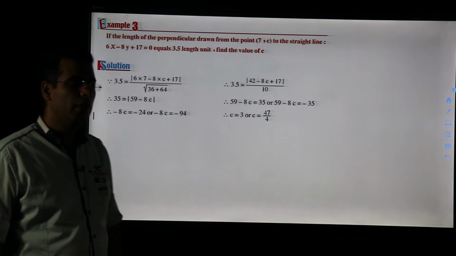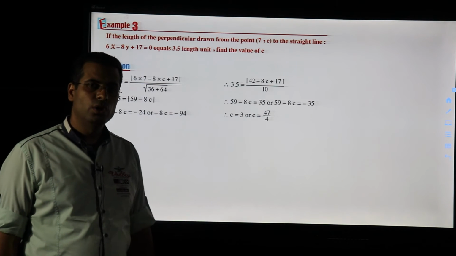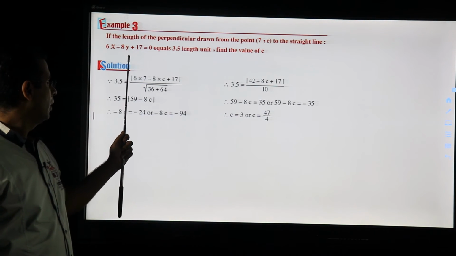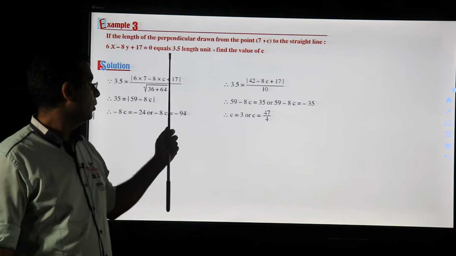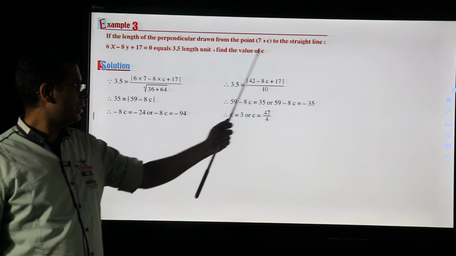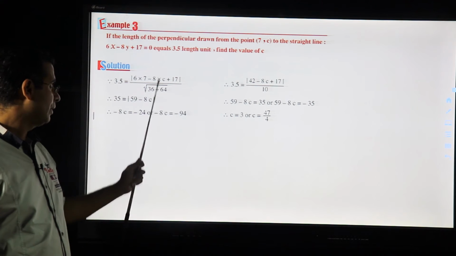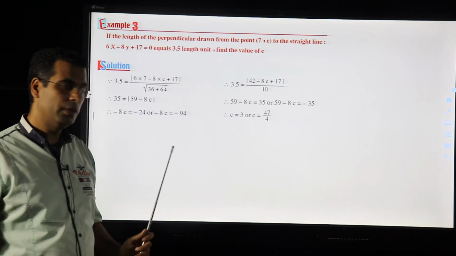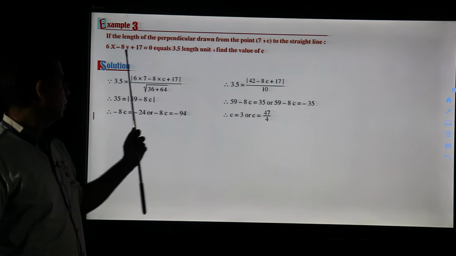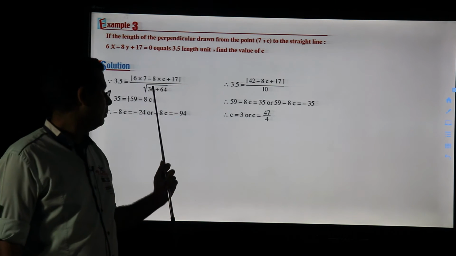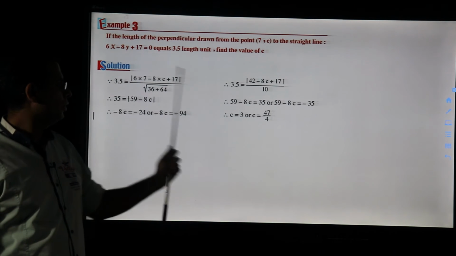Okay, another example. If the length of the perpendicular drawn from a point (7, c) to the straight line 6x - 8y + 17 = 0 equals 3.5. Now we have the length of the perpendicular, 3.5, and we have the equation and the point (7, c). We want to find the value of c, by using the same rule. I'm starting with the rule and the length of the perpendicular 3.5. I'm going to substitute: put 7 instead of x, put c instead of y, therefore 6 times 7 minus 8 times c plus 17 over square root of 6 power 2 plus 8 power 2, which is 10.